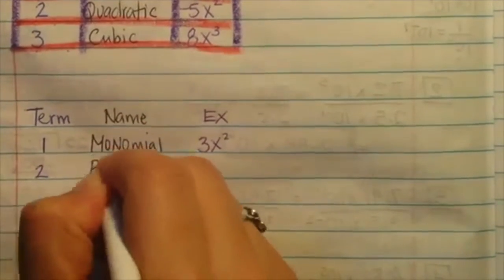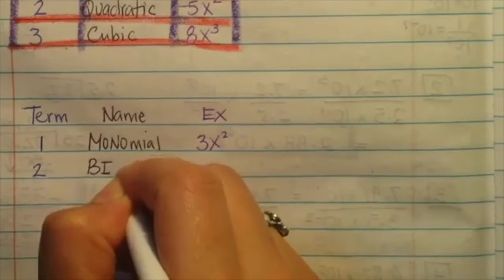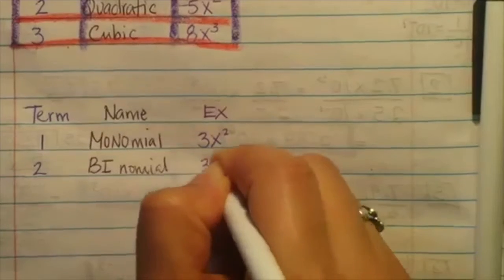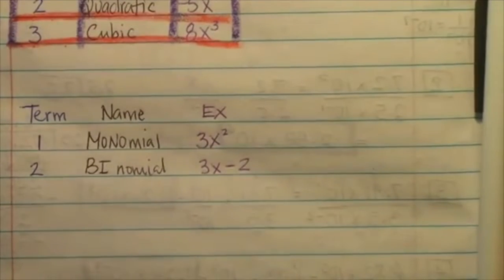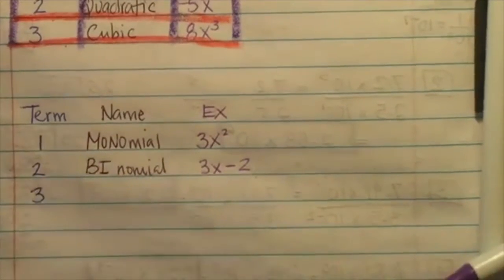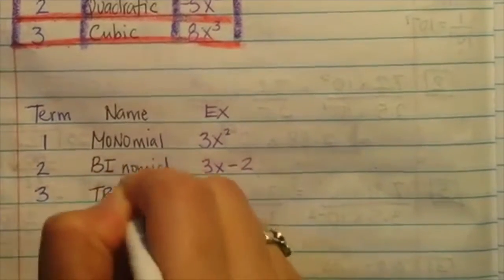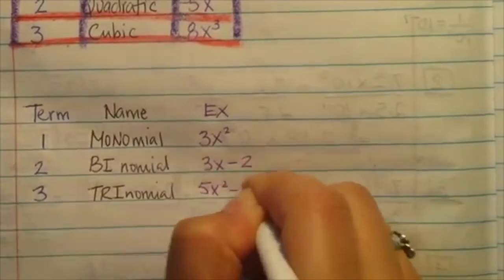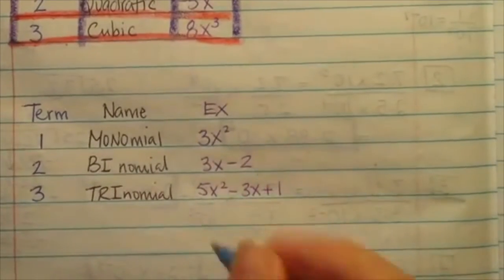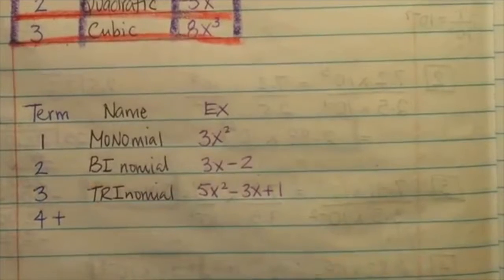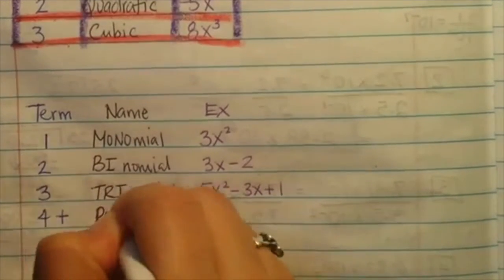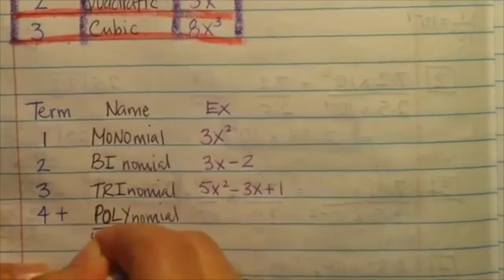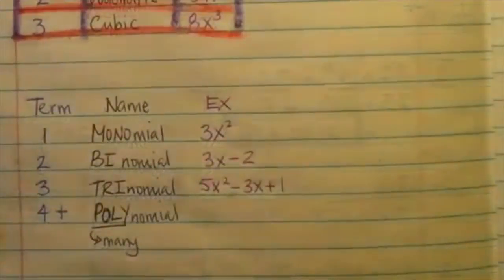2 terms is called binomial. So that means it has 2 terms. So any 2 terms, like 3x minus 2, it has 2 things there. 3 terms is called a trinomial. So that means it has 3 things. So 5x squared minus 3x plus 1, 3 of them, 3 things. And then 4 or more is called poly. Poly means many. Polynomial. And that's where we get that word polynomial from. It just has many terms, so 4 or more terms.